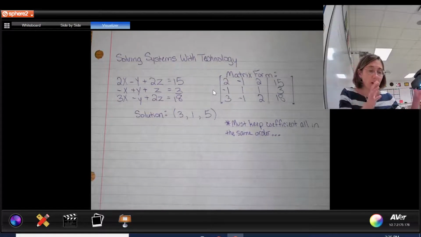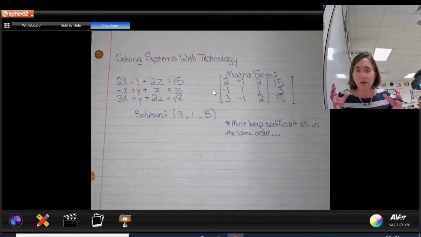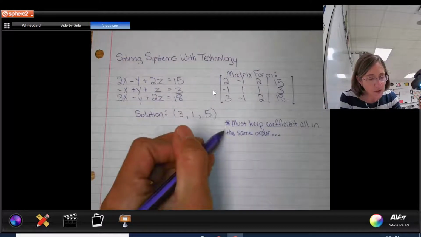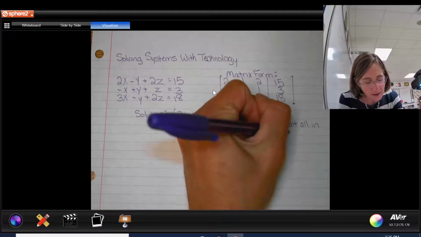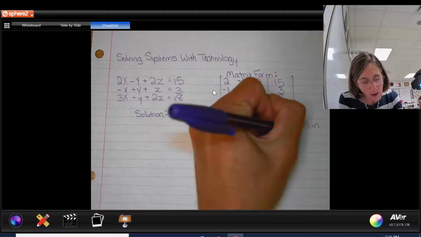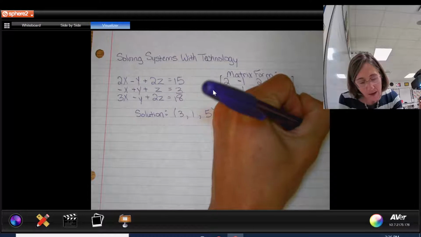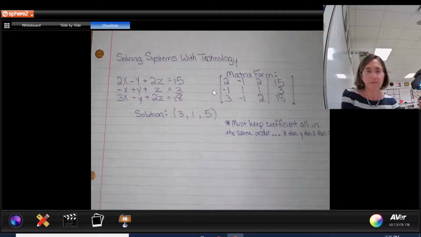Okay, so what we've done so far is taken our equations and written them as this matrix, because that's what the computer will understand and that's what the graphing calculators will understand. So we're kind of putting it into language that the technology that we're going to use can understand. So we must keep the coefficients all in the same order: x, then y, then z, then what comes after the equals.